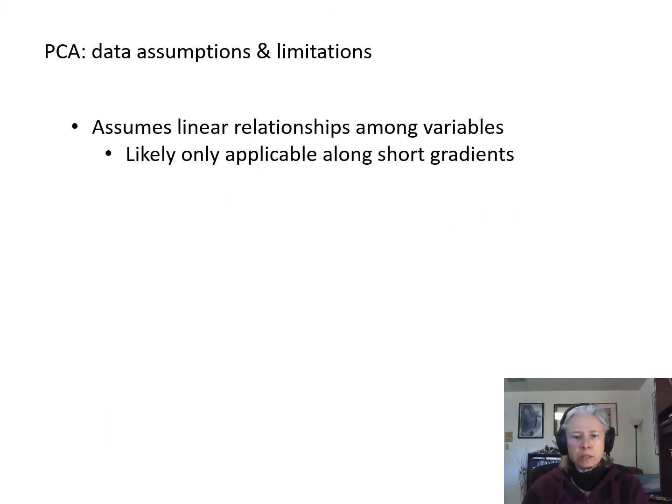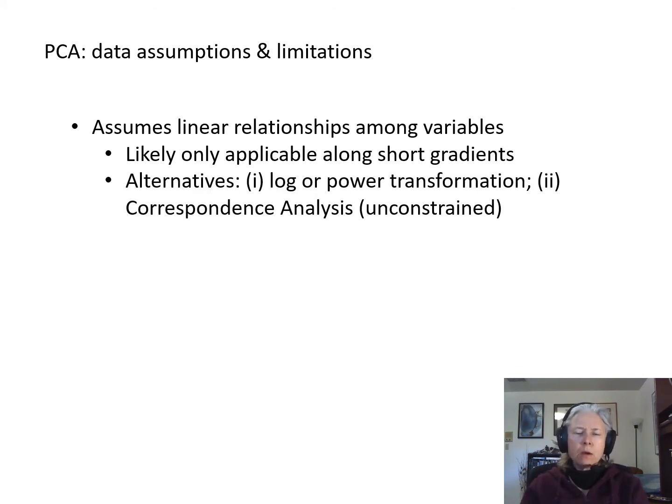If you have such a data set, then PCA is probably not going to apply. Or if you suspect that there is a longer environmental gradient, then PCA is not going to be your best choice. What you can do instead is first try to transform the data. Try a logarithmic or a power transformation first. But really you ought to consider a different form of ordination. So, for example, correspondence analysis is another type of unconstrained ordination that doesn't have a linear assumption. You can also try some other forms of unconstrained ordination as alternatives to PCA.